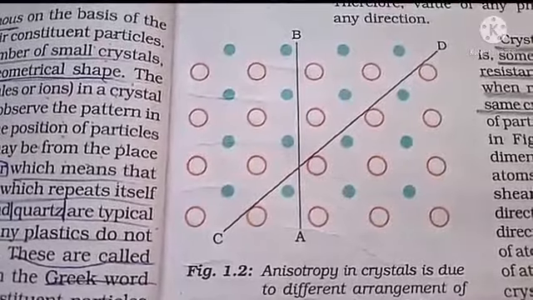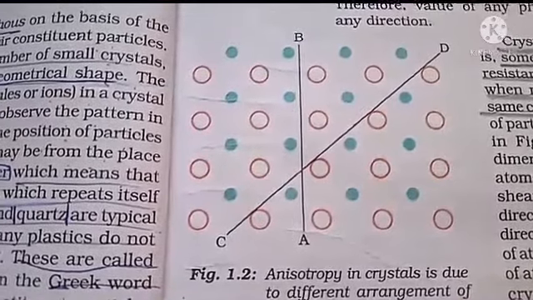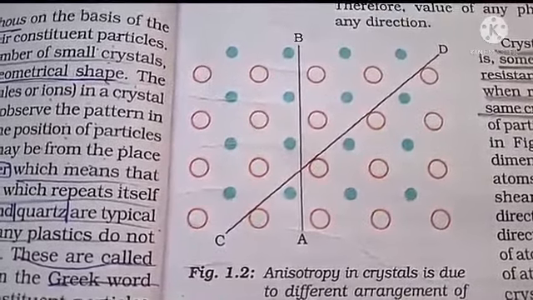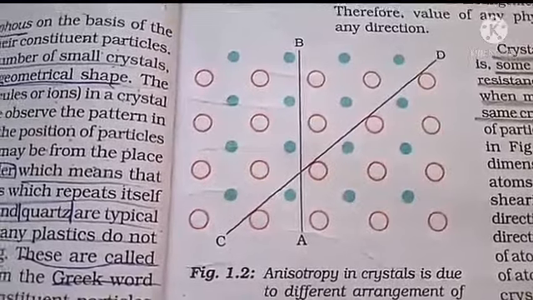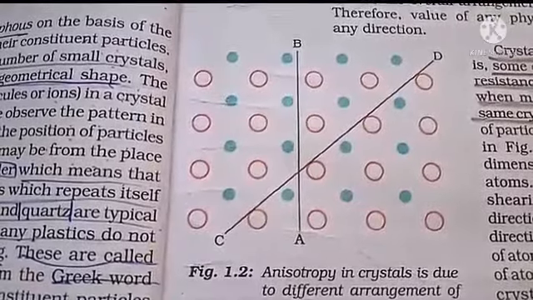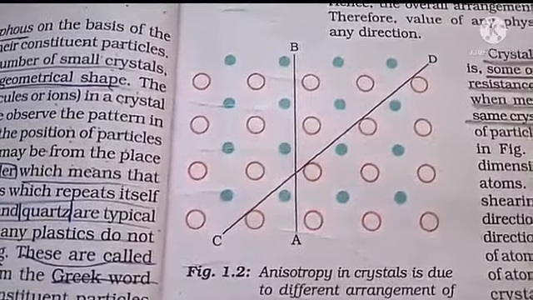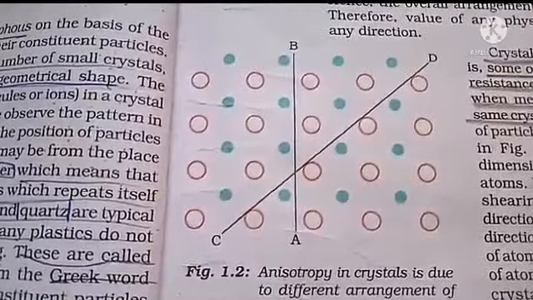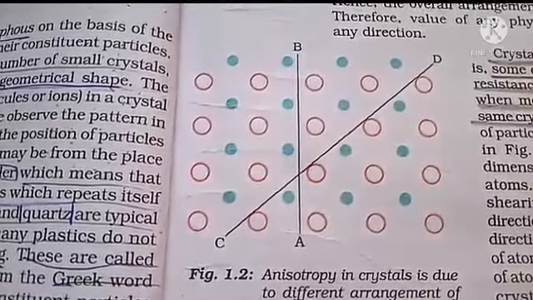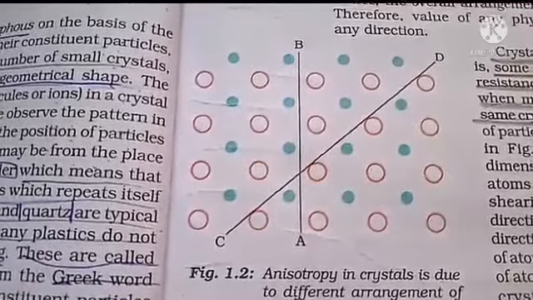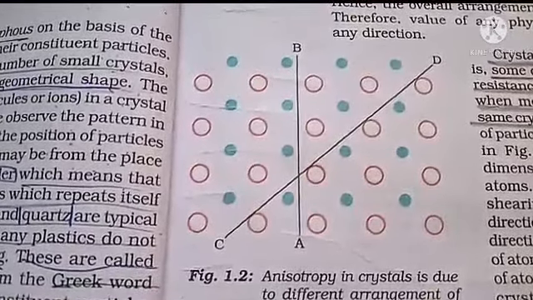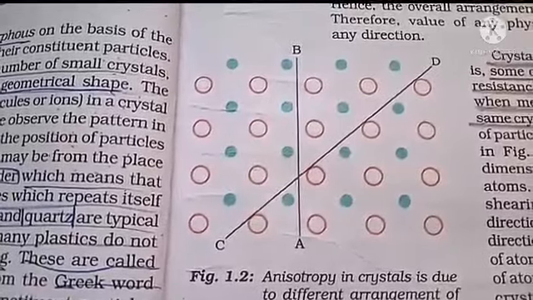And if I'm moving from C to D on the lower side, it starts with red and ends with red. You can see one red, one blue, one red, one blue, one red, one blue, and it proceeds likewise. And if you are moving from C to D on the upper side, it starts with red and ends with blue. So red, blue, red, blue, red, blue. So in different directions, it has different properties. So this is called my anisotropic.